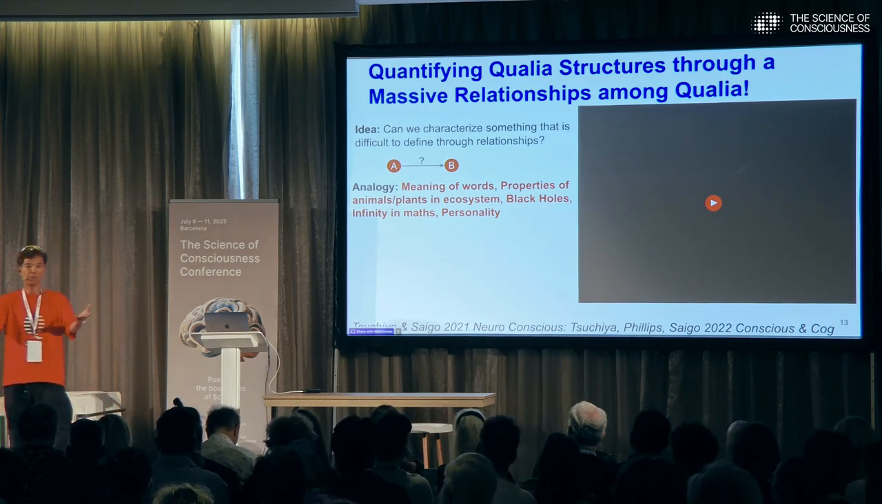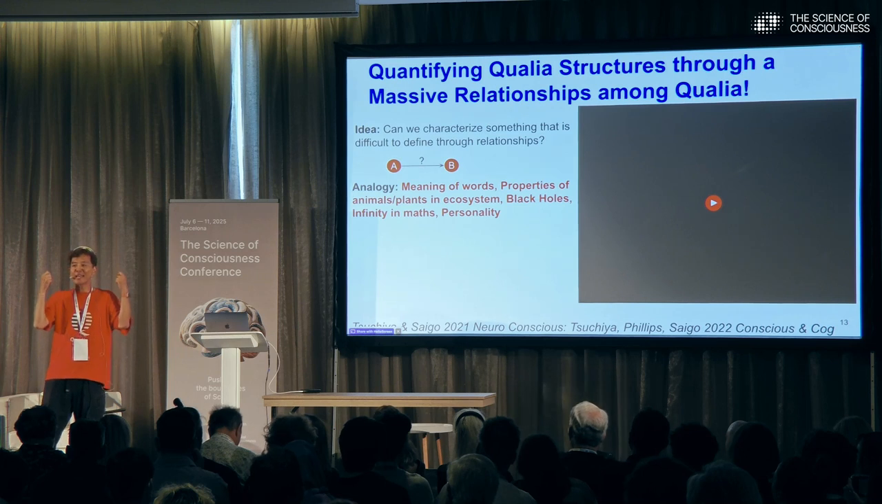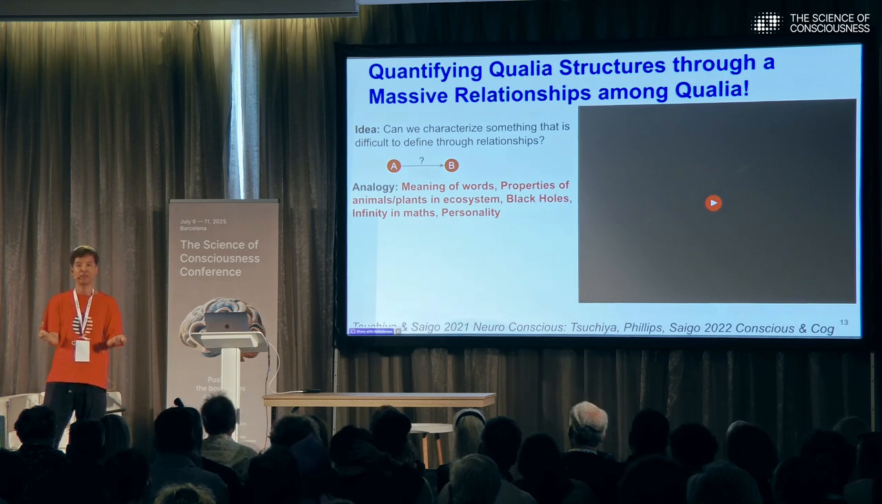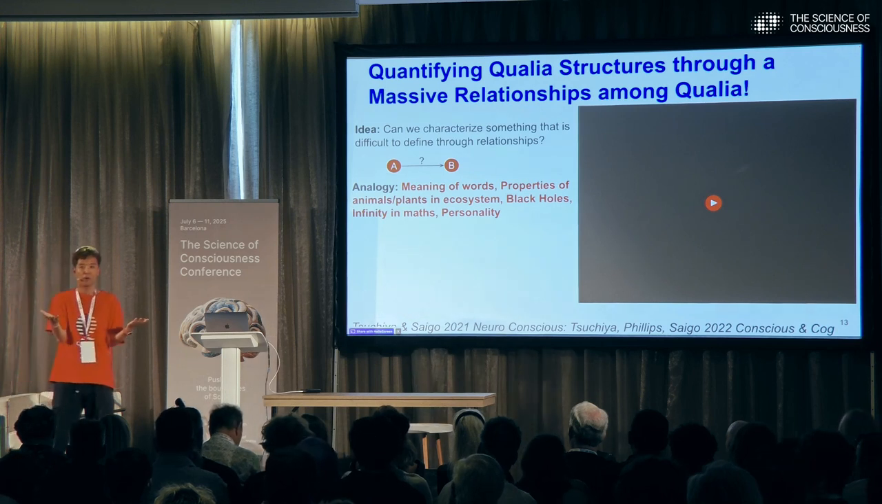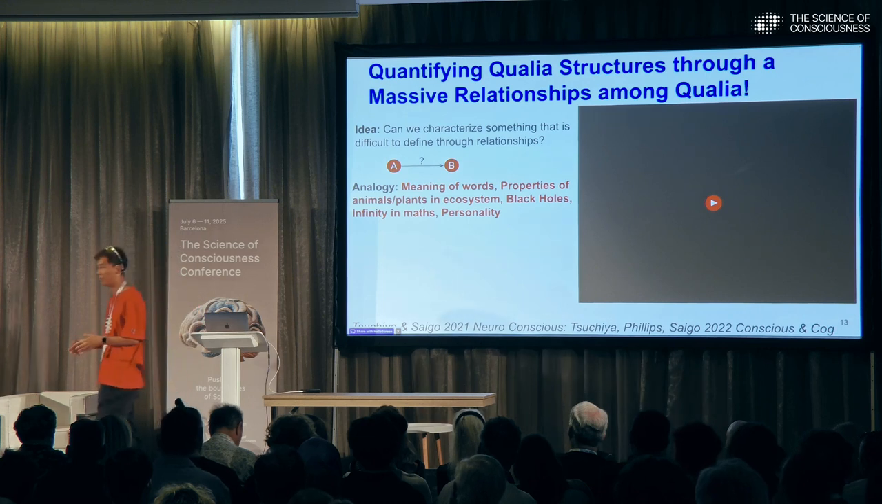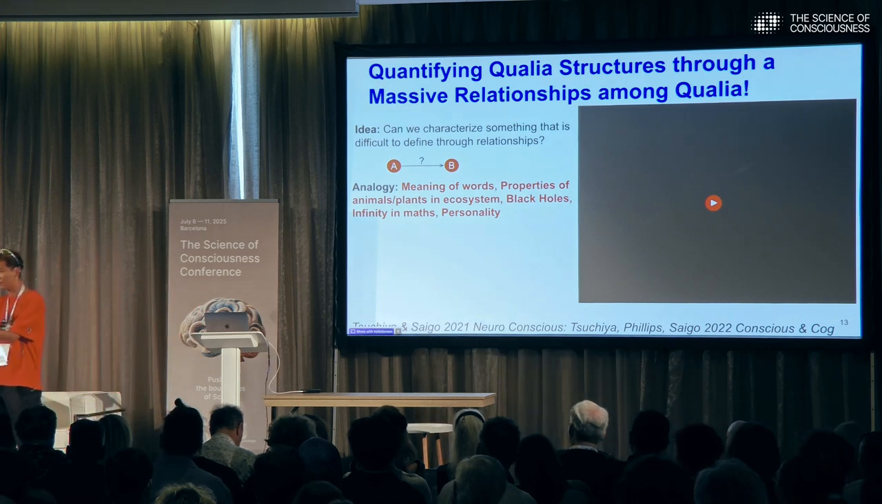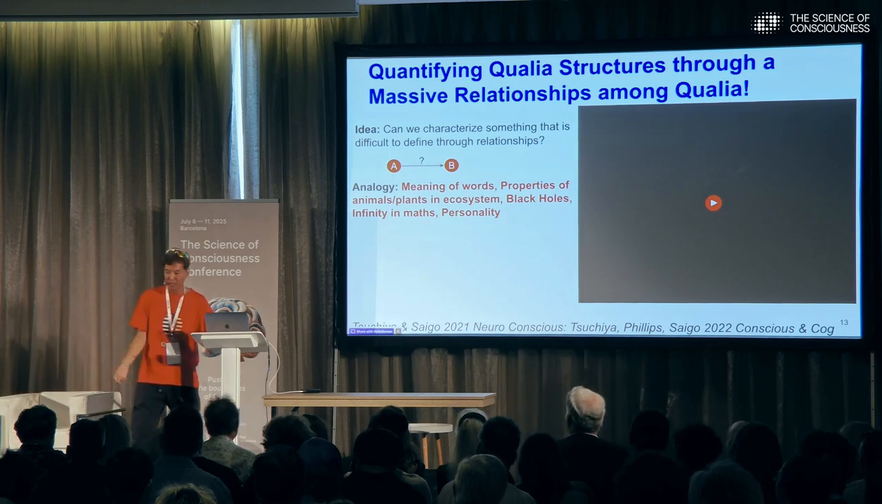If you remember when you were a kid, like 6 years old or something, and you opened the dictionary, you didn't understand anything. It's completely useless because you don't know the word that is explaining what you don't know, right? Also, the properties of animals and plants in the ecosystem: you can isolate the system and study it, but you never understand what is happening in real life.